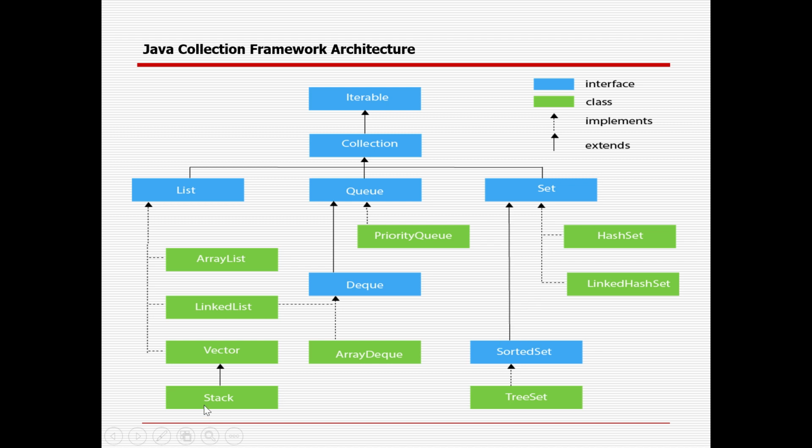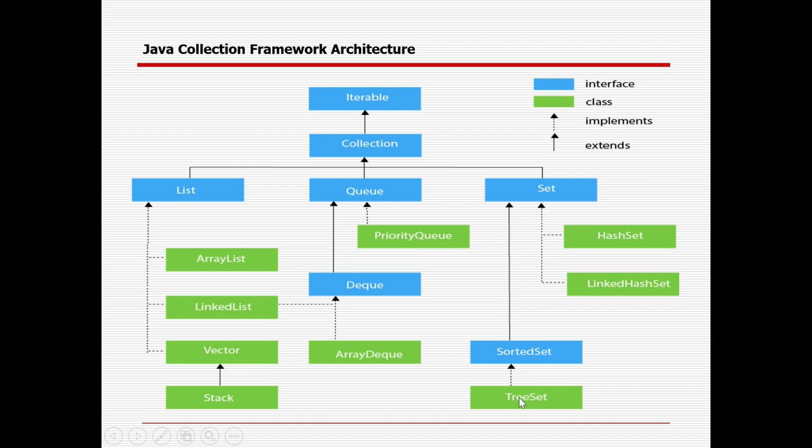So you could see here, Stack is a class which is extending the Vector class. LinkedList and ArrayList, all the classes implement the List interface. ArrayDeque is a class implementing the Deque interface, whereas LinkedList is implementing both, List and Deque. So that is the concept of the collection. One single class can work with multiple interfaces as well. Similarly, PriorityQueue implements the Queue interface, whereas the Deque interface extends the Queue interface.